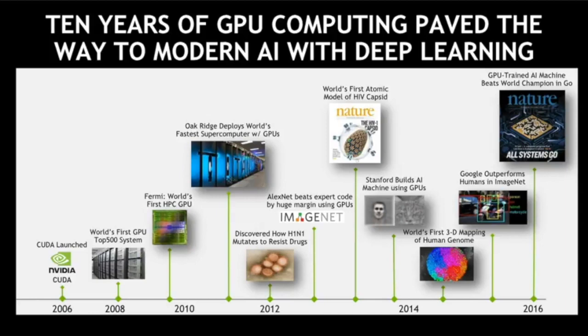And now a couple of things happened that made the market explode. I think the first important and interesting thing that happened was a competition called ImageNet. ImageNet is a competition where the computer needs to guess what kind of objects are in an image.